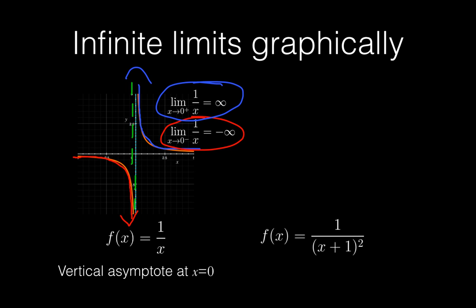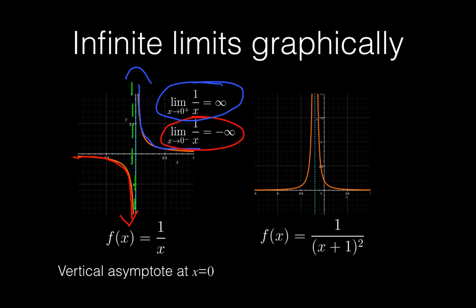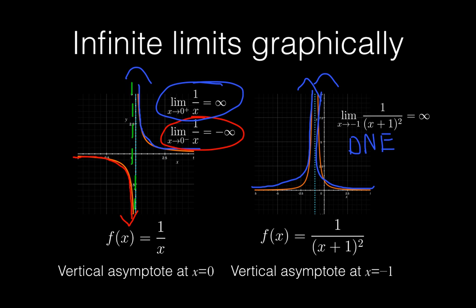Now let's look at the function of 1 over x plus 1 squared. Here's a graph of it. Here, from both the left and the right, the function is approaching infinity. We can write that as this. Again, do not be confused by this equal sign. This limit does not exist, as it increases without bound. Here, there's a vertical asymptote at x equals negative 1, which we can see here. You can see the lines getting closer and closer and closer to it, yet they will never touch it.